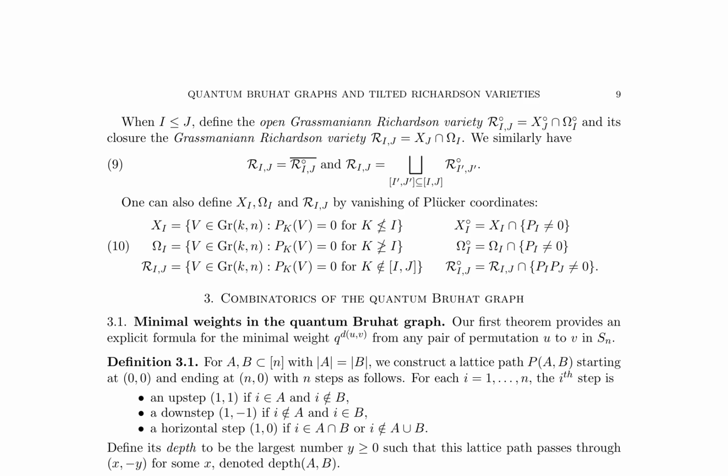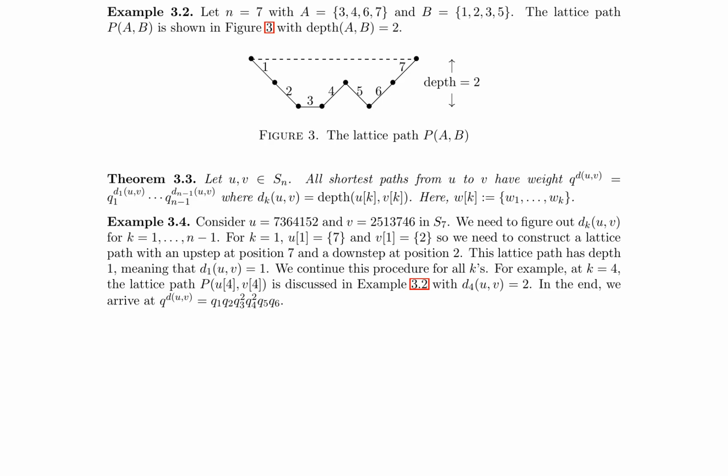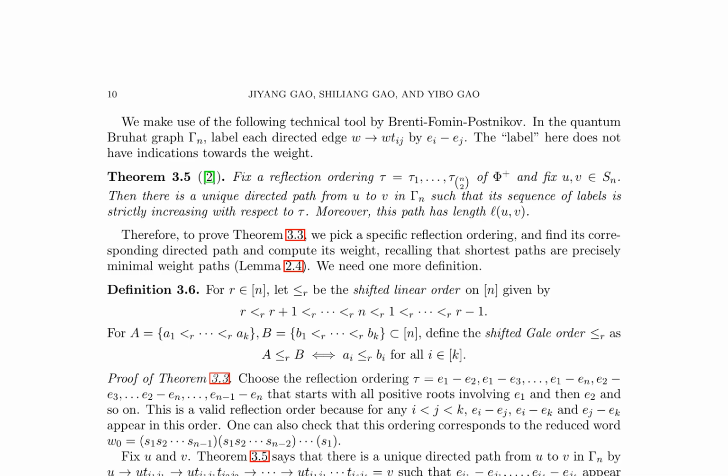In the context of quantum Bruhat graphs and tilted Richardson varieties, the research discusses the combinatorics of the quantum Bruhat graph, focusing on minimal weights in the quantum Bruhat graph. A key theorem provides an explicit formula for the minimal weight q^d(u,v) from any pair of permutations u and v in S_n. This involves the construction of lattice paths and their depths, which are used to compute the minimal weight. The proof relies on a specific reflection ordering and the uniqueness of directed paths in the quantum Bruhat graph with strictly increasing labels.